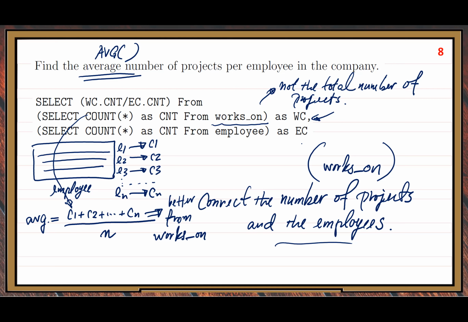Then the second one, the number of employees from the employee table. After that, select, and you do that division. You can do it in this way, using the alias, and you can find that number. So you can use the aggregate functions in this way. Here you can see alias is very important.